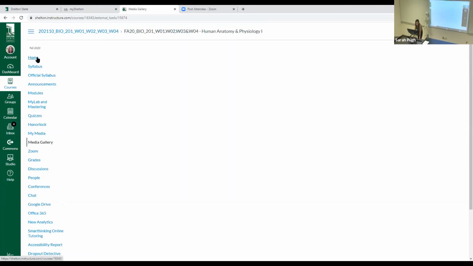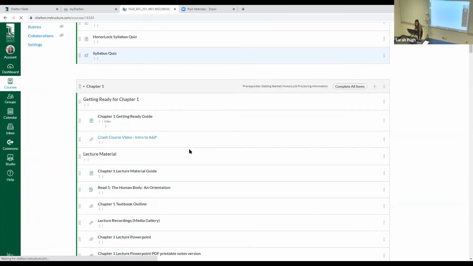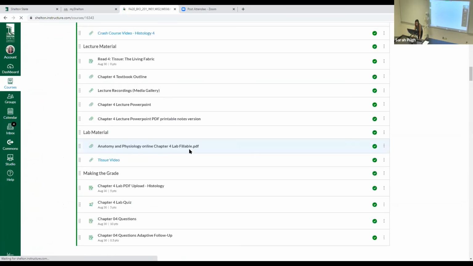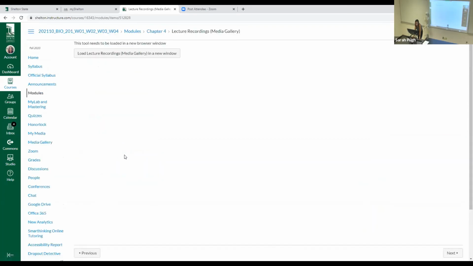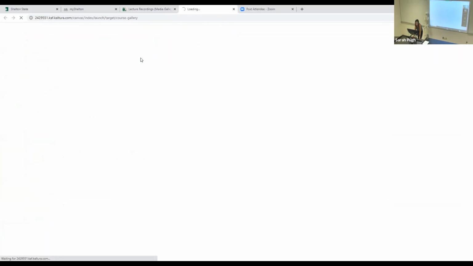I don't know what it's doing. I think it's still thinking. All right, let's go back and try through the module. I think it's going to do the same thing. Okay, new window.